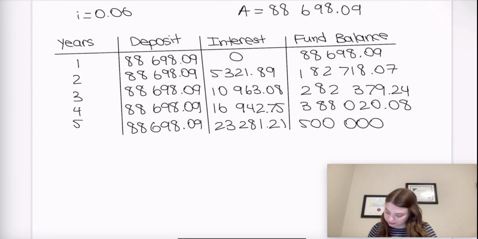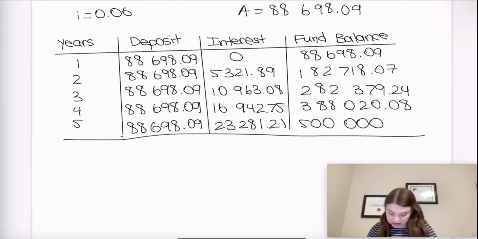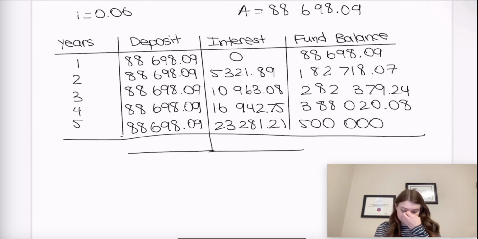So overall, how much do we pay in deposits and how much in interest? From deposits, that would be $88,698.09 times 5, because we made that payment 5 times. So over the course of these 5 years, we paid $443,490.45 into this sinking fund.